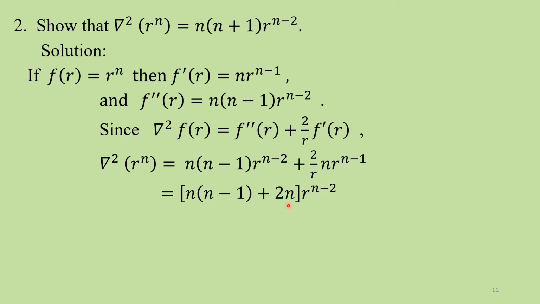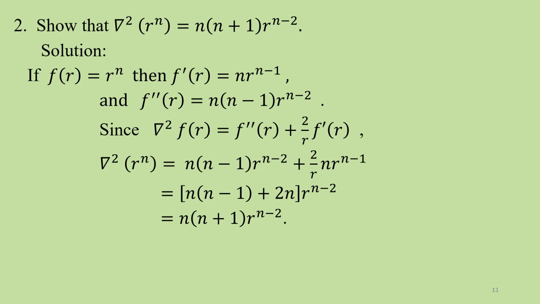n square plus n, or n into n plus 1. So the answer is n into n plus 1 r power n minus 2. So we got the result, del square of r power n is n into n plus 1 r power n minus 2.